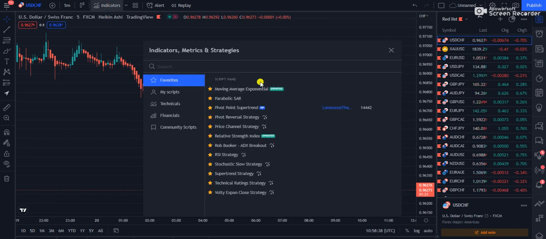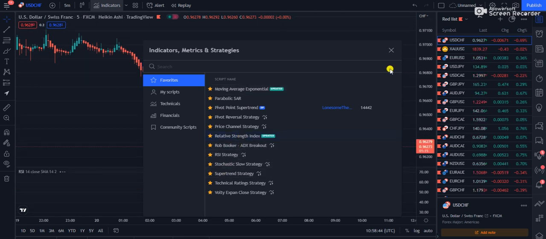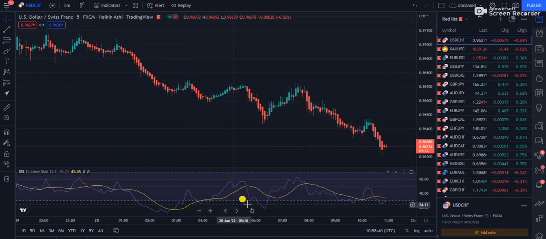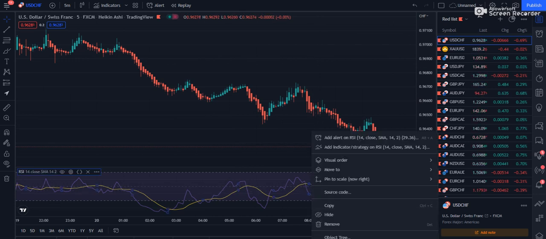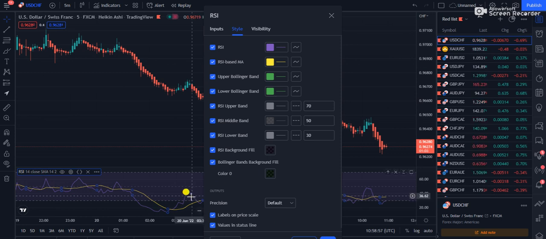We will be using three types of indicators. The first indicator will be the Relative Strength Index, that is RSI, right? If we attach the RSI on our screen, then guys we need to make a few changes, because this is not what we need. We need to go into the settings by right-clicking on the yellow line or whatever. Okay, now here you need to make some changes.